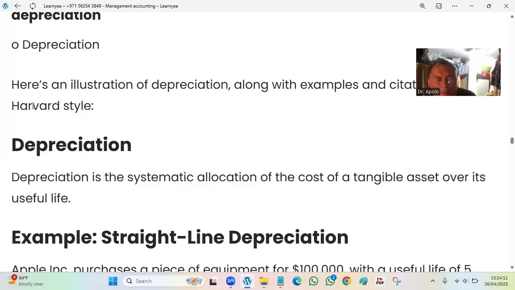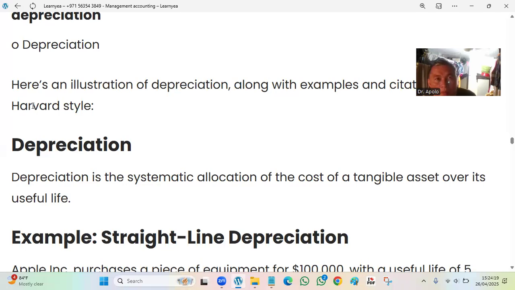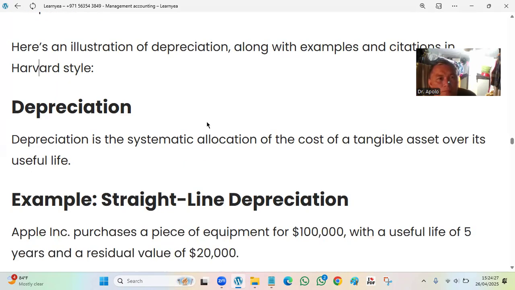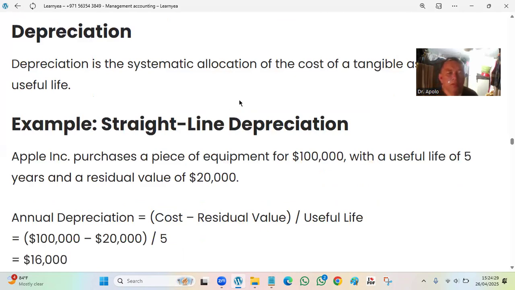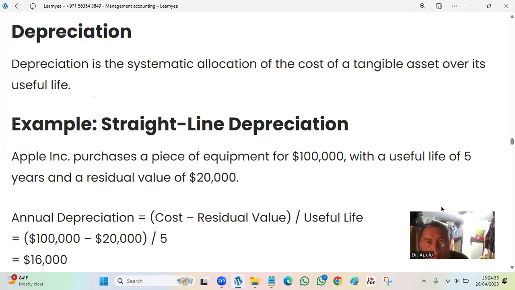So here today we will be discussing depreciation and its related concepts applied in business management. We know depreciation is the reduction of the value of the property with the passage of time. There will come a time that the assessment of the property will become zero. So let's discuss. Depreciation is the systematic allocation of the cost of a tangible asset over its useful life.